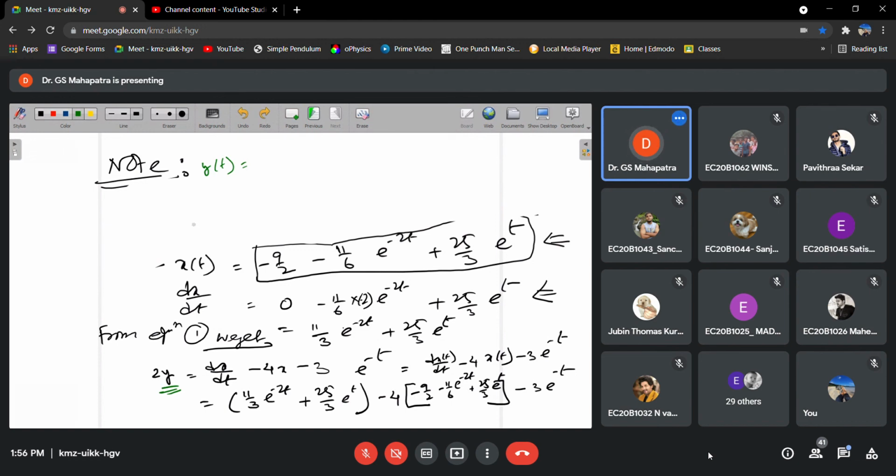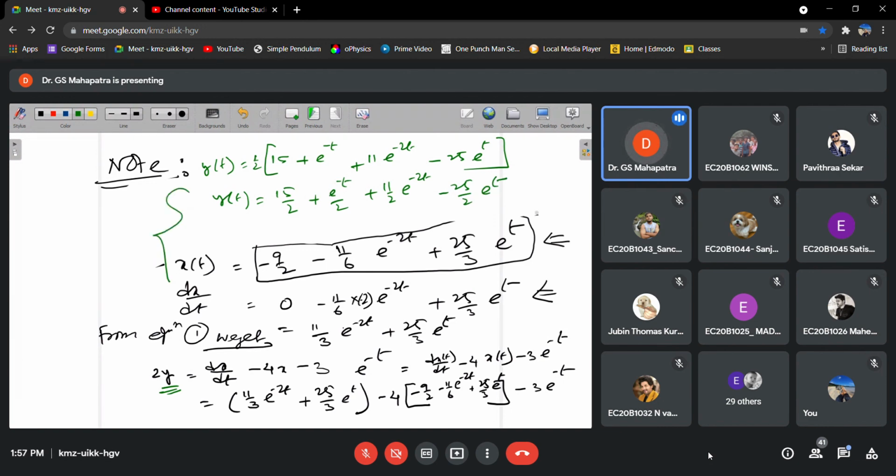So simplify it. Ultimately, y of t equals 15 by 2 plus e to the power minus t by 2 plus 11 by 2 e to the power minus 2t minus 25 by 2 e to the power t. So x of t and y of t together are the solution.